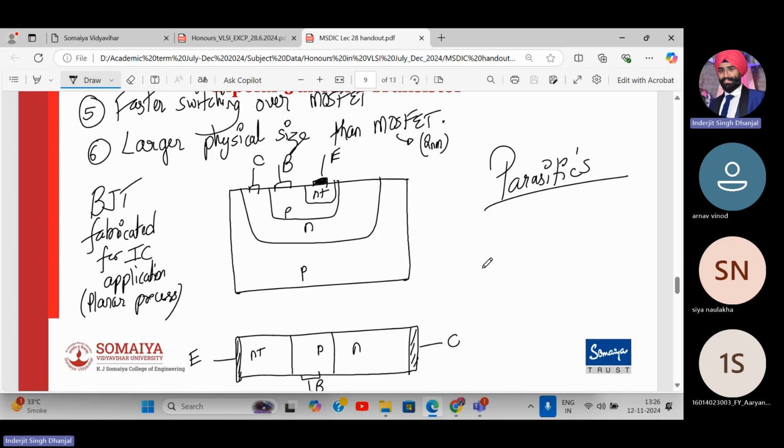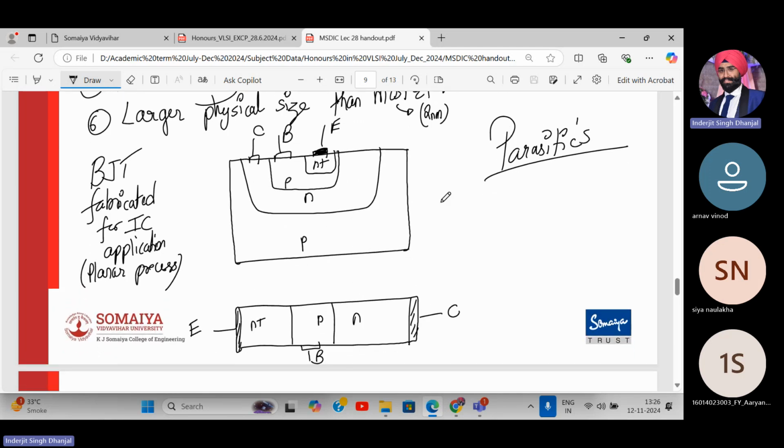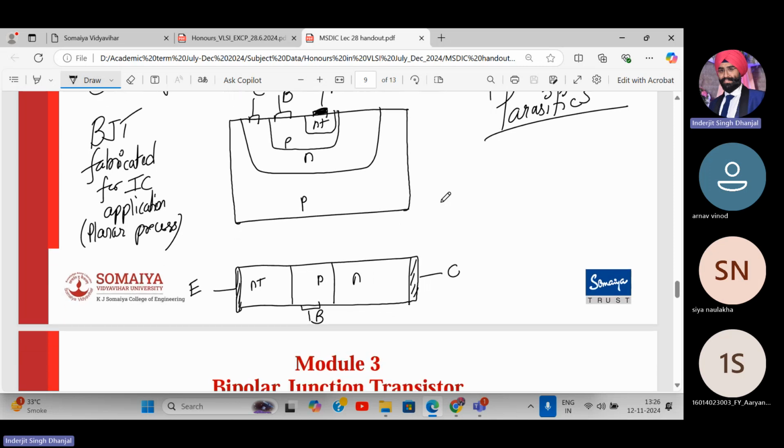Now, is this clear to you? This is how the BJT has been fabricated. It involves complex steps, more complex than a MOSFET itself. Can I scroll down?